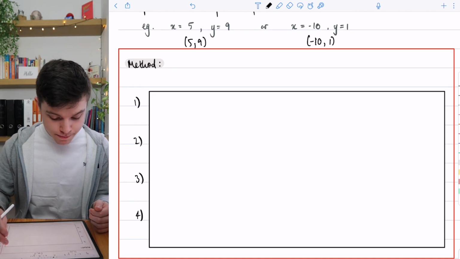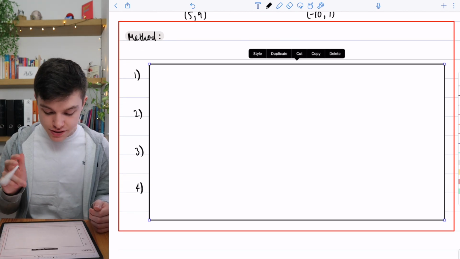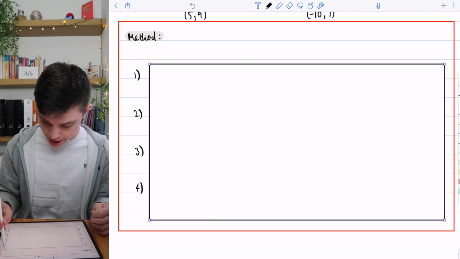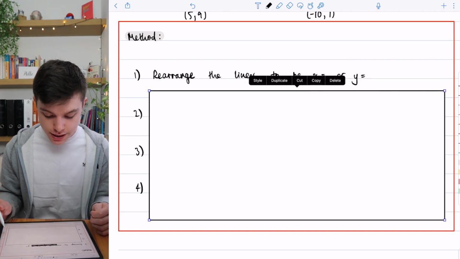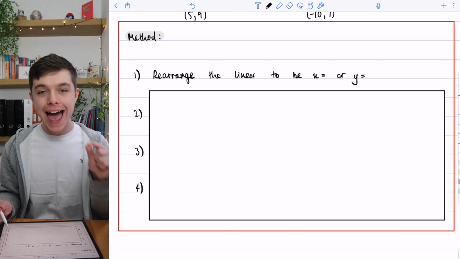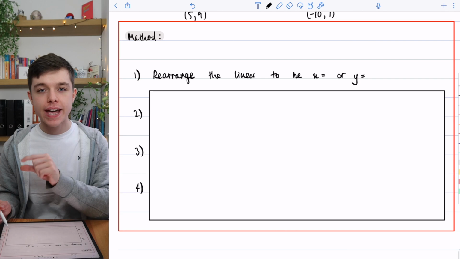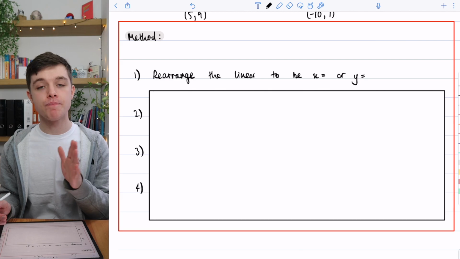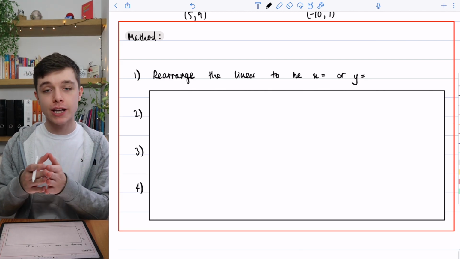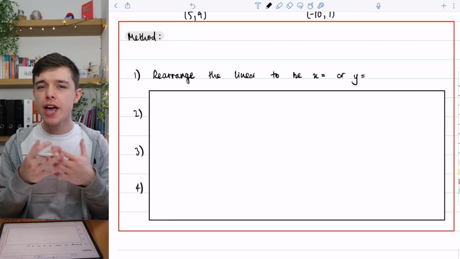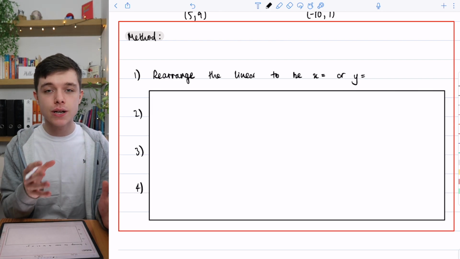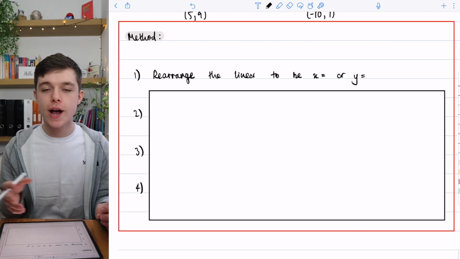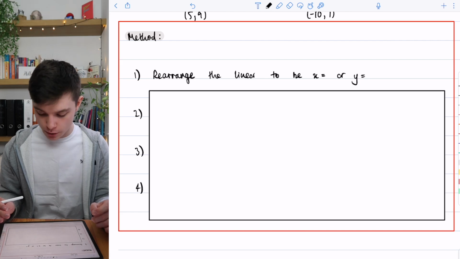So, let's have a look at the method that we need to do. You might have seen this method before, but you also might not have done, so let me work through it slowly. The first thing you need to do is rearrange the linear to be x equals or y equals. If it's a nice question, you might already have it in that form, but if not, get it into x equals something or y equals something. Choose x or y. You might find that rearranging to give x equals is easier than rearranging to give y equals, but depending on the question, choose which one you want to rearrange for.